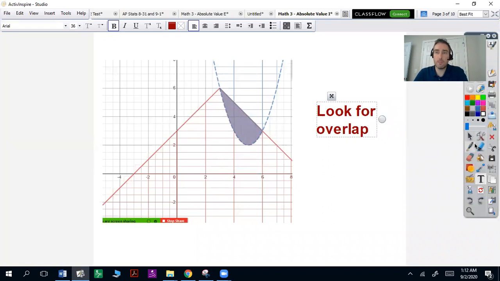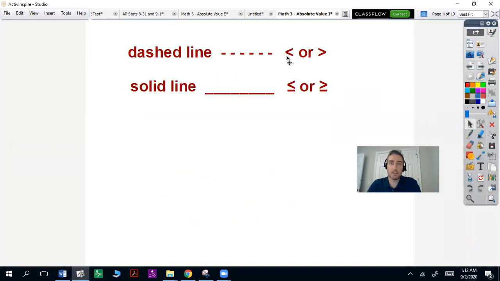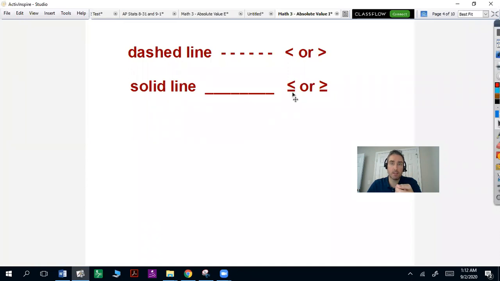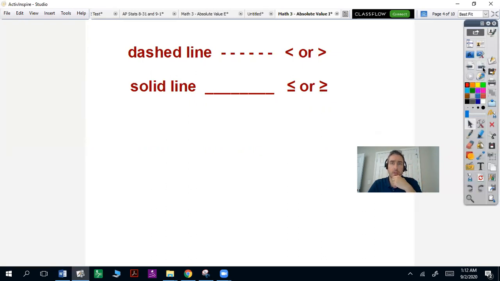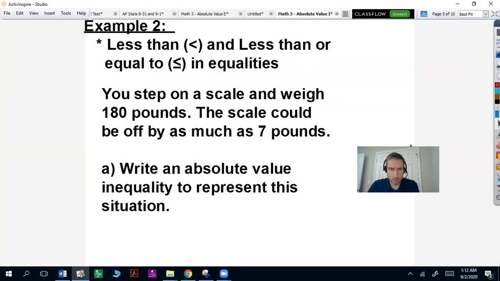And to recap, a dashed line is for less than or greater than, and a solid line is for less than or equal to or greater than or equal to. So hopefully that's pretty straightforward. Now let's talk about how to solve inequalities. We're going to start with the less than or equal to inequalities.